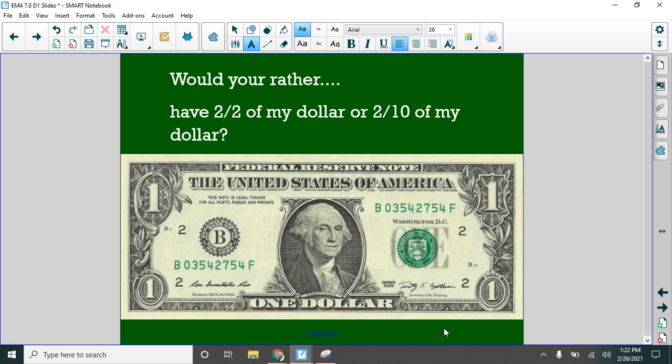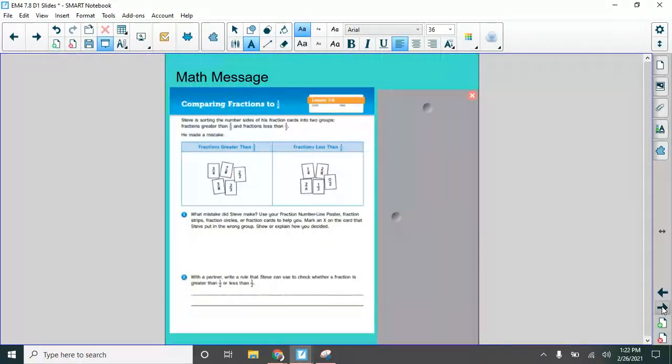All right, look at my dollar bill. You would probably want to have that, right? Let's see. Would you rather? Oh, I like these kinds of questions. Would you rather have 2/2 of my dollar or 2/10 of my dollar? Just your thoughts right now. What do you think? All right, we're going to revisit that question in a little bit.